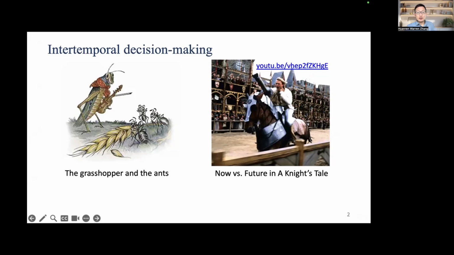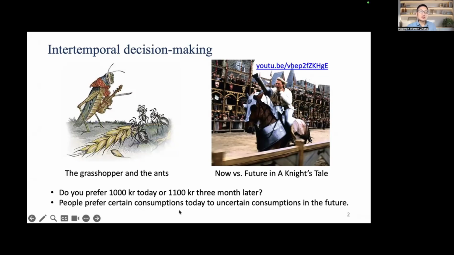So here is an example, some tasks that you finished in our experiment during class. Do you prefer 1,000 kroner today or 1,100 kroner 3 months later? That is the so-called preferences about allocations over time. And it turns out that people prefer certain consumption today to uncertain consumption in the future. So this is a phenomenon that we know very well.